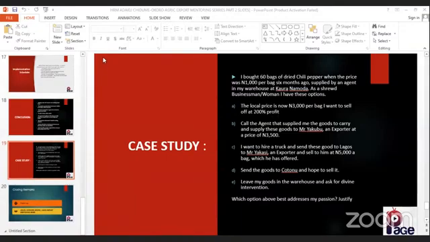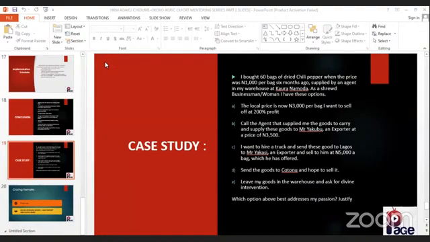Two, I want to call the agent that supplied me the goods to carry and supply these goods to Mr. Yakubu, an exporter, at a price of 3,500 naira per bag. That is 250% profit. Three, I want to hire a truck and send these goods to Lagos to Mr. Yakasi, an exporter, and sell to him at 5,000 naira a bag, which he has offered.